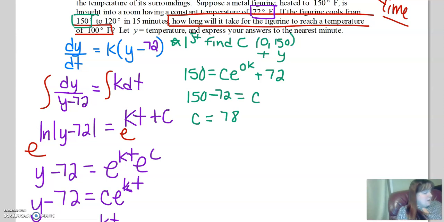Okay, so now we've made just a little bit of progress, because now we can write this as y equals 78 e to the kt plus 72. So we're almost to that point of being able to just plug in a time and get out a temperature, right? But we still don't know how exactly they're proportionally related, because we don't have the constant of proportionality. So that's the k. That's what we need to do now. We need to find k.